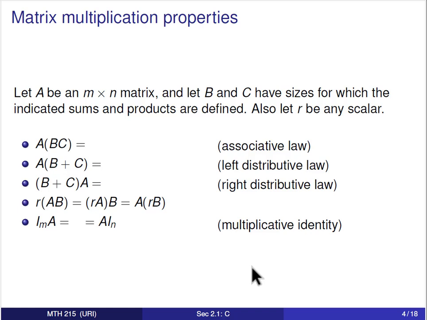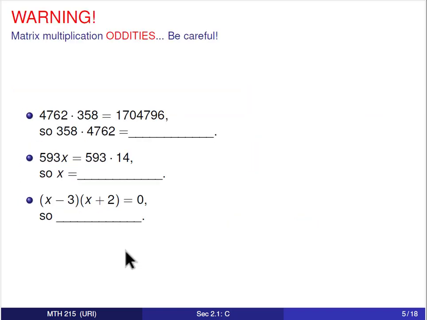So let's review the matrix multiplication properties we ended with in the last video. Matrix multiplication is associative, follows some left and right distributive laws, and has a nice interaction with scalars, and there's an identity. Multiplying by the identity matrix does the same thing that multiplying by 1 does for numbers. There are some differences, though, between numbers and matrices, and we're going to talk about 3 particular differences.